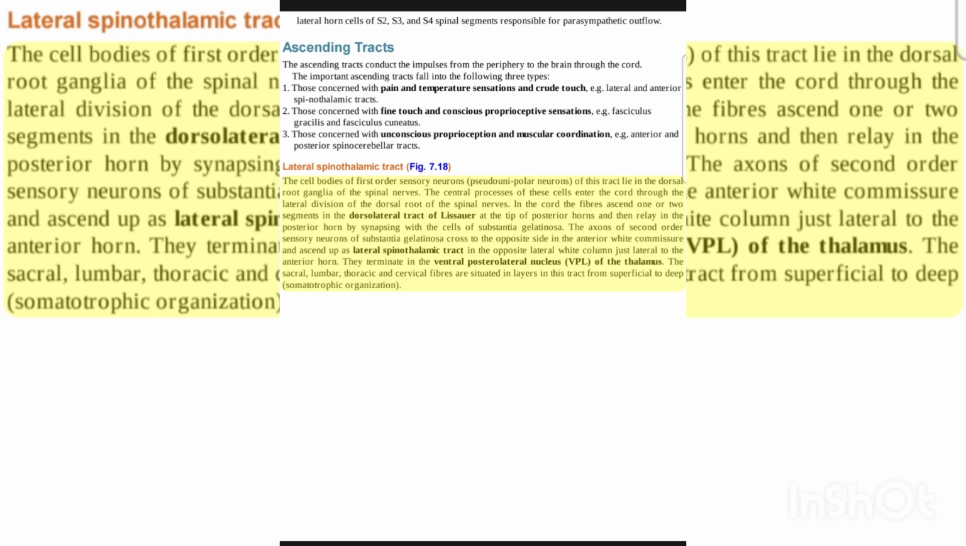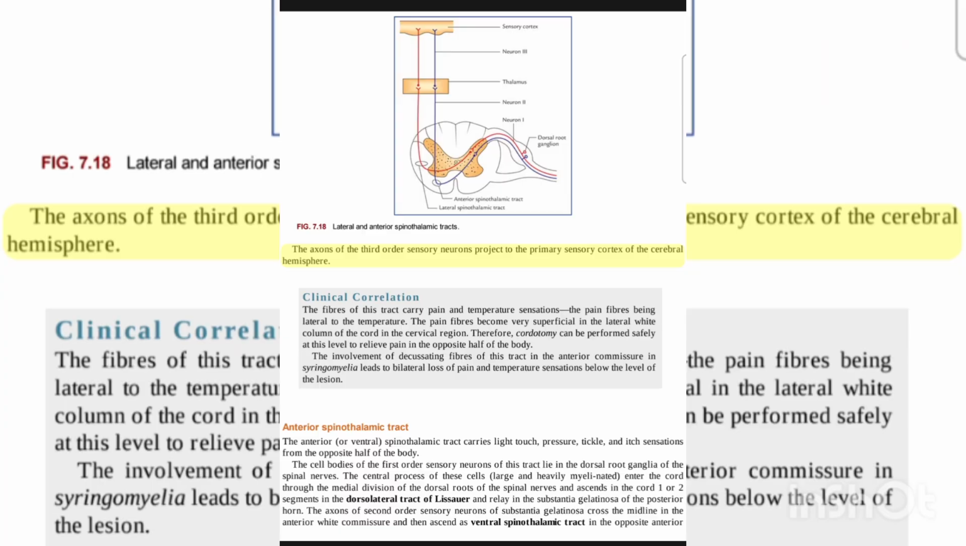The axons of second-order sensory neurons of substantia gelatinosa cross to the opposite side in the anterior white commissure and ascend as the lateral spinothalamic tract in the opposite lateral white column just lateral to the anterior horn. They terminate in the ventral posterolateral nucleus, VPL, of the thalamus. The sacral, lumbar, thoracic and cervical fibers are situated in layers in this tract from superficial to deep, a somatotopic organization. The axons of the third-order sensory neurons project to the primary sensory cortex of the cerebral hemisphere.